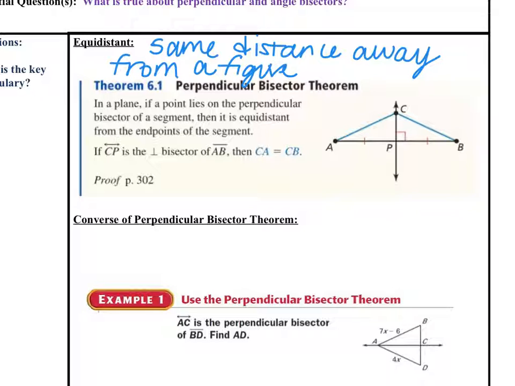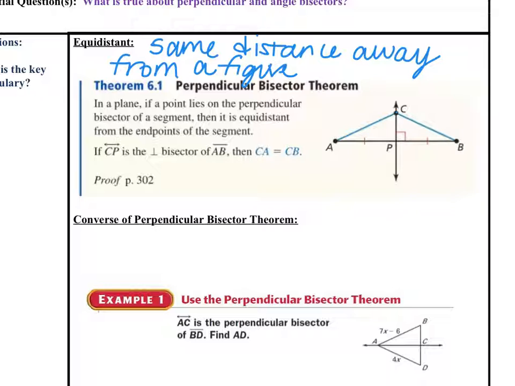Okay? So here's your theorem. If in a plane, if a point lies on the perpendicular bisector, so we're looking at this line here, CP. The line CP is a perpendicular bisector. We know that because it's marked with a right angle and two congruent markings. That's what you should have had on your picture that you drew.